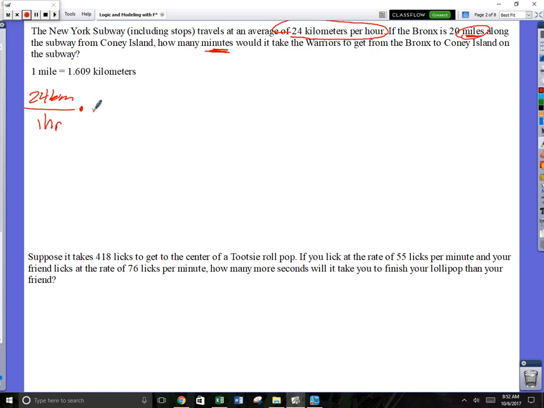Okay, so I'm going to times this by 1. And since I've got the unit kilometers on top, I'm going to go kilometers on bottom and miles on top. And I'm going to use this conversion rate right here. So 1 mile is equal to 1.609 kilometers. Now if I times this, kilometers divides kilometers, times your top, so that's going to be 24 miles. And on the bottom, you're going to have 1.609 hours.